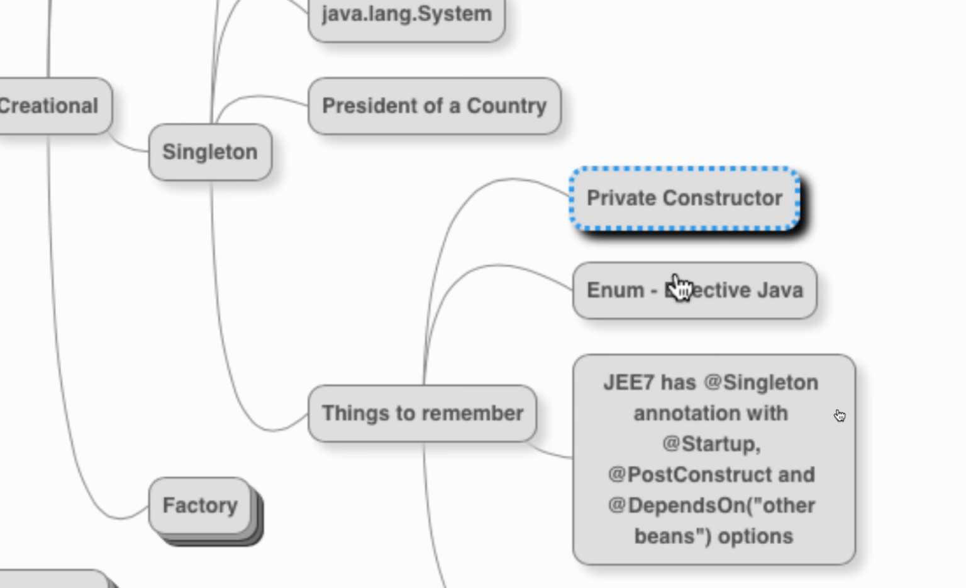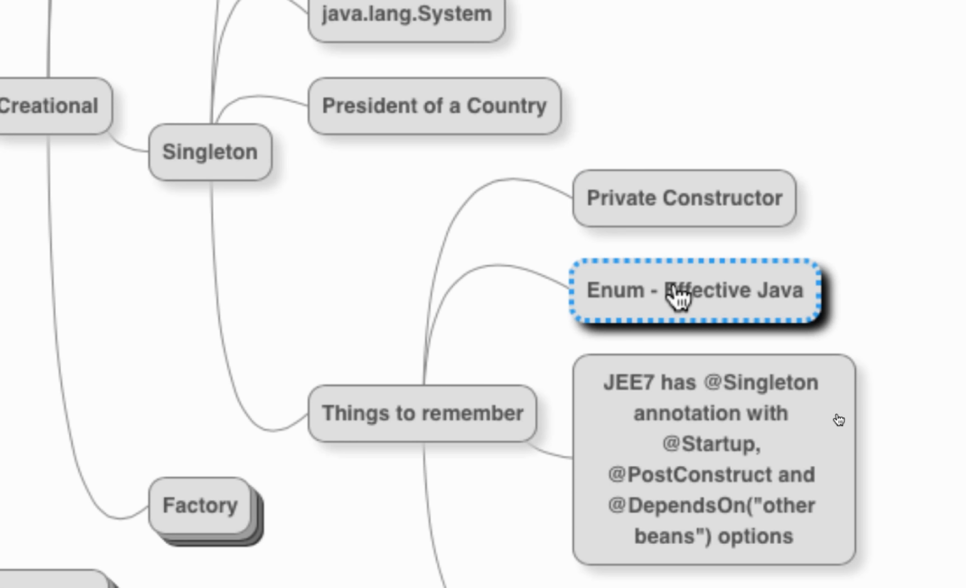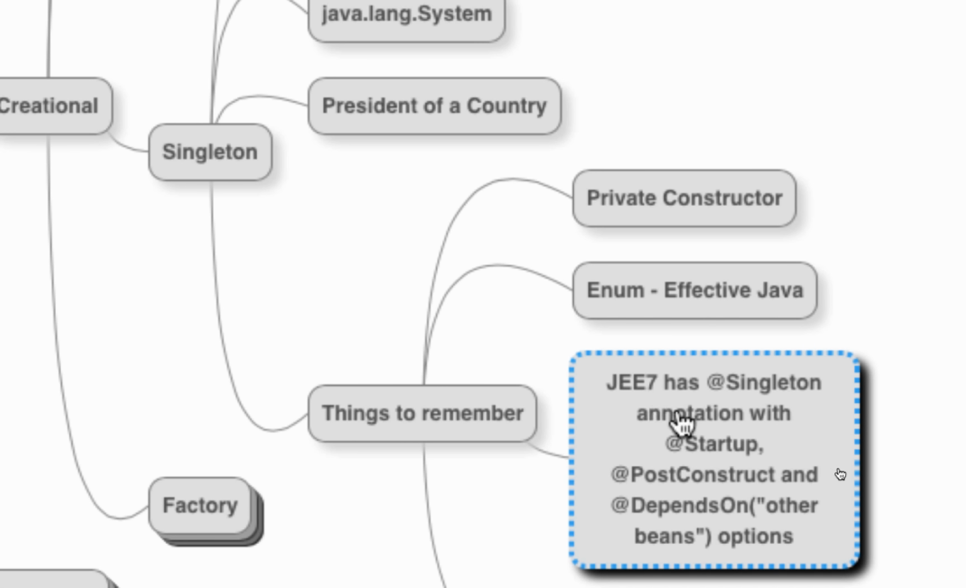If you are interested in how to implement a good singleton, you can look up Effective Java. There's a very good way of implementing a singleton using enum. However, if you're using JEE 7, then you don't even need to worry about implementing a singleton. It has a @Singleton annotation. So there's an annotation called @Singleton in JEE 7, which you put on a class. That's it. You have a singleton class.